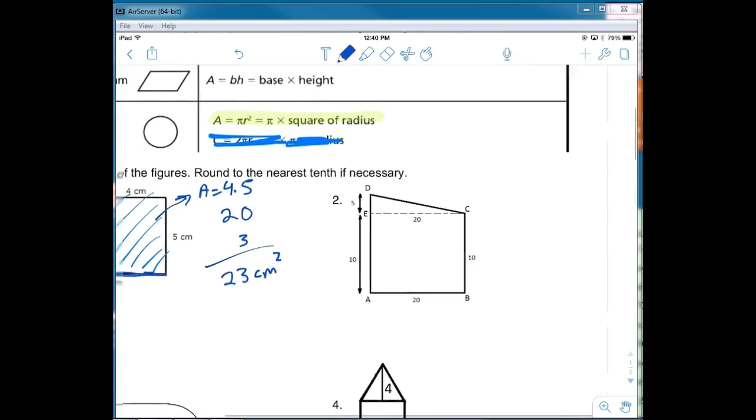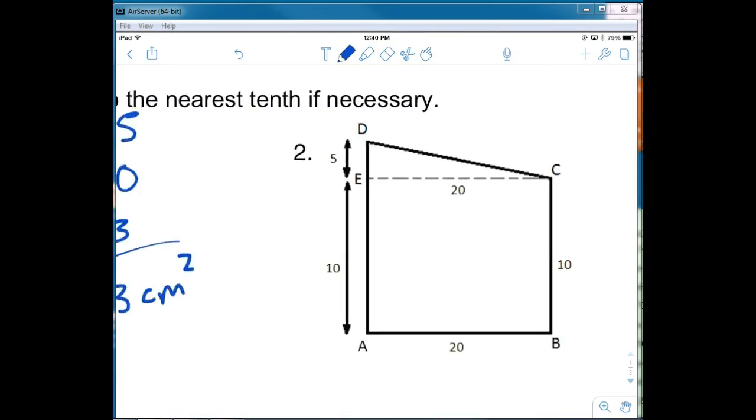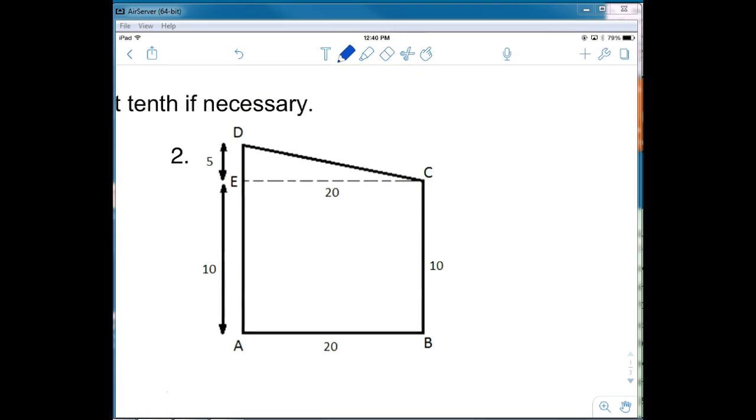Moving over to number 2. We've got kind of a trapezoid here. I see it as perhaps easier to distinguish a rectangle, though it does kind of look like a square. That one dimension is actually much less. This one side is 10, that one side is 20. And then I also see a rectangle and a triangle split up there.